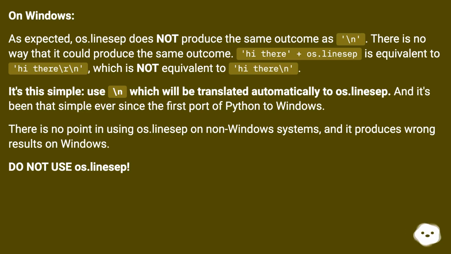It's this simple, use \n, which will be translated automatically to os.linesep. And it's been that simple ever since the first port of Python to Windows. There is no point in using os.linesep on non-Windows systems, and it produces wrong results on Windows. Do not use os.linesep.